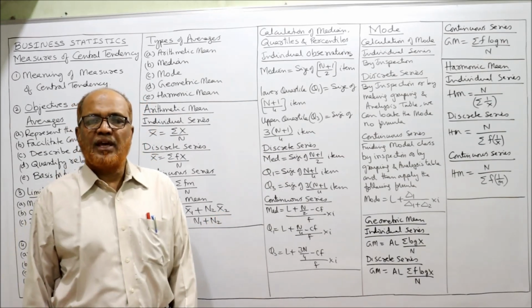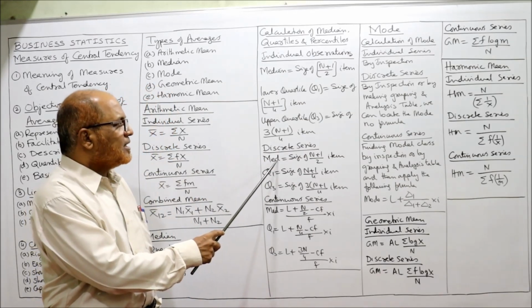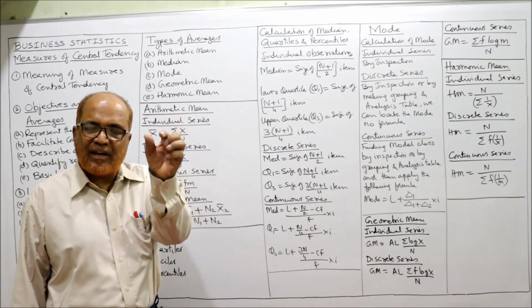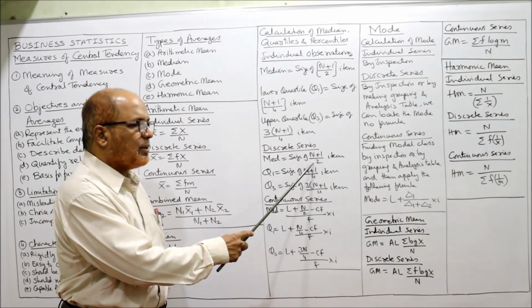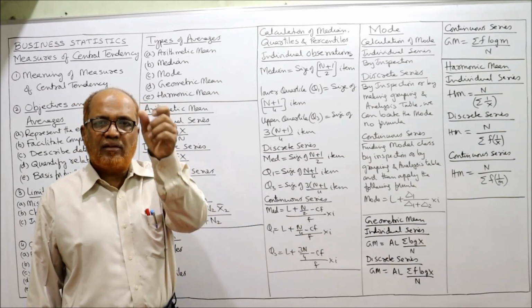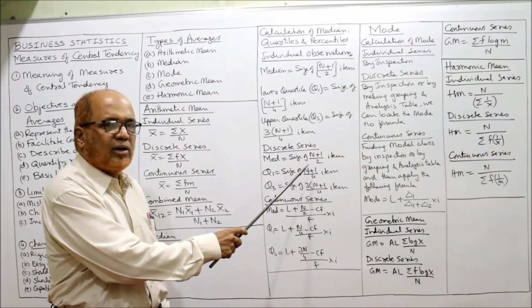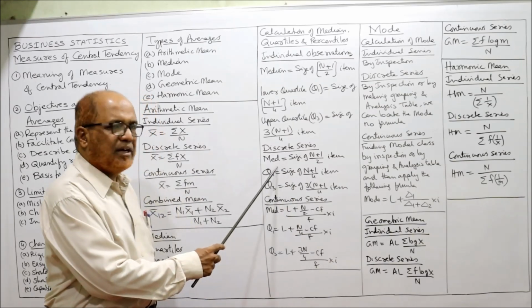Discrete series. If the data is not individual but a discrete series, then median is equal to size of (n plus 1) by 2. Here we calculate cumulative frequency, find size of (n plus 1) by 2, and locate in which column of CF the value is exactly this one or the next higher one. The corresponding value of x will give you the median.